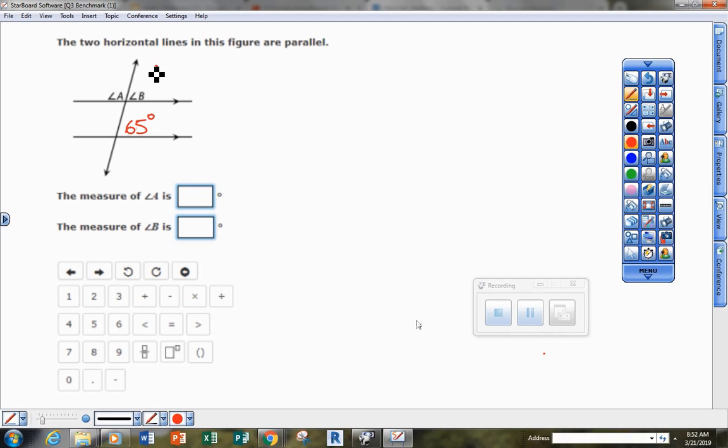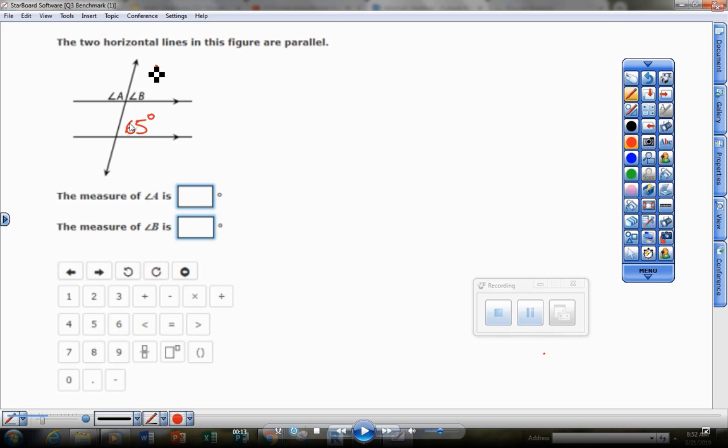Alright, so again, back to this problem right here. Remember, if I give you 65 degrees right here, you need to know that the angle above it is also equal to 65. Remember that opening is the same as that. They're congruent. These two are going to be equal. So right away, you know that angle B is going to be that 65 degrees. So you could put that right away.